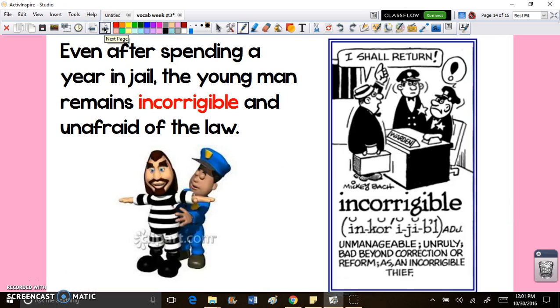Even after spending a year in jail, the young man remains incorrigible. He remains uncorrected, unmanageable, unruly. He cannot be corrected. He can't be reformed. He can't change his ways. So the young man remains incorrigible and unafraid of the law. So he knows he's going to commit a crime again, and he's going to end up back in jail.